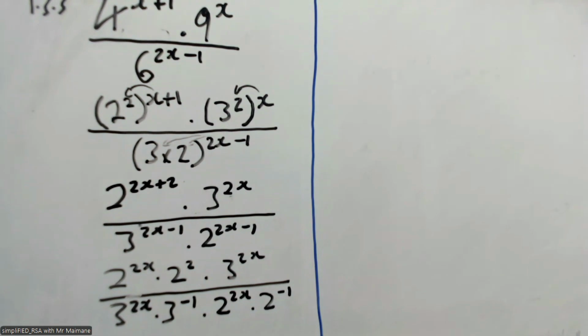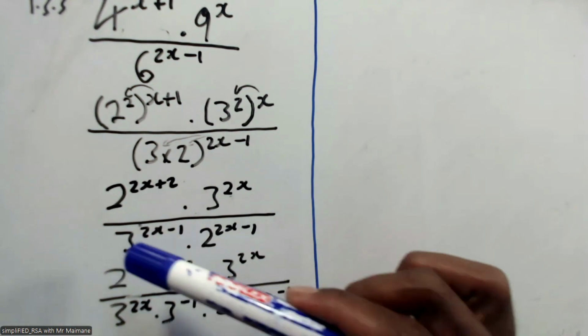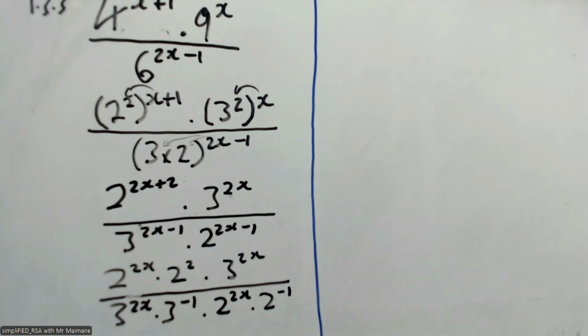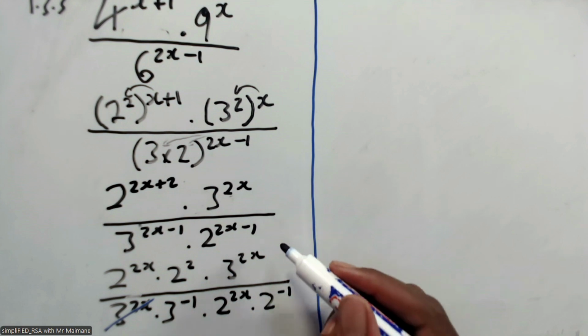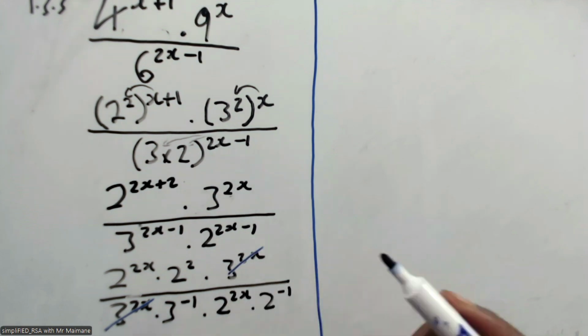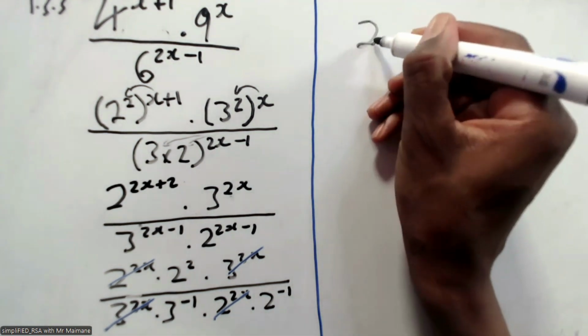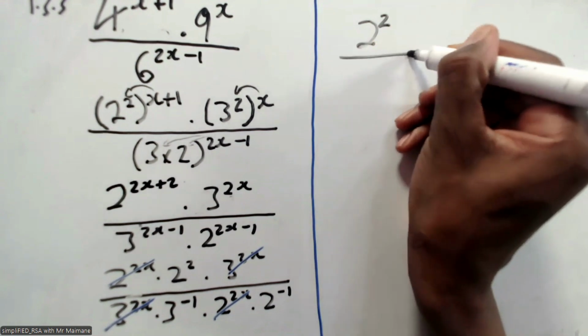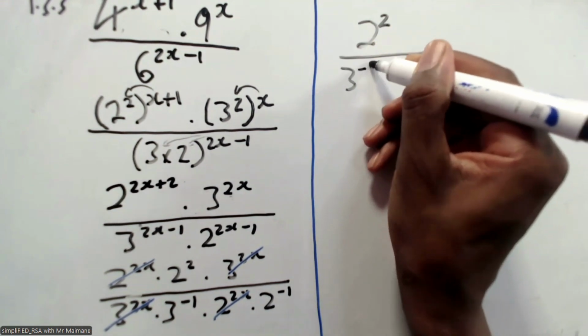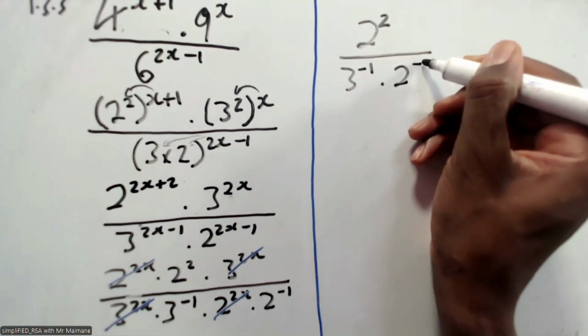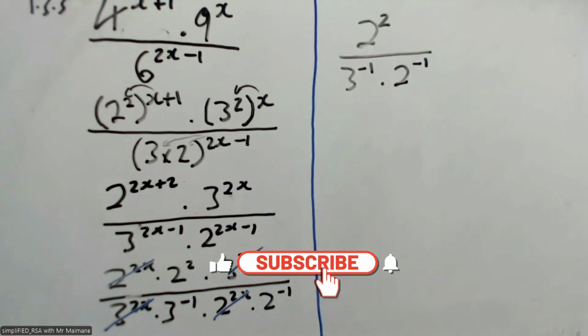And then from here, you can see we have like terms because it's multiplication throughout. Since we have like terms, we can see that the 3 to the exponent 2x cancels the 3 to the exponent 2x, and also the 2 to the exponent 2x cancels the 2 to the exponent 2x, meaning we are left with this type of an expression. We're left with 2 squared over 3 to the exponent -1 multiplied by 2 to the exponent -1.